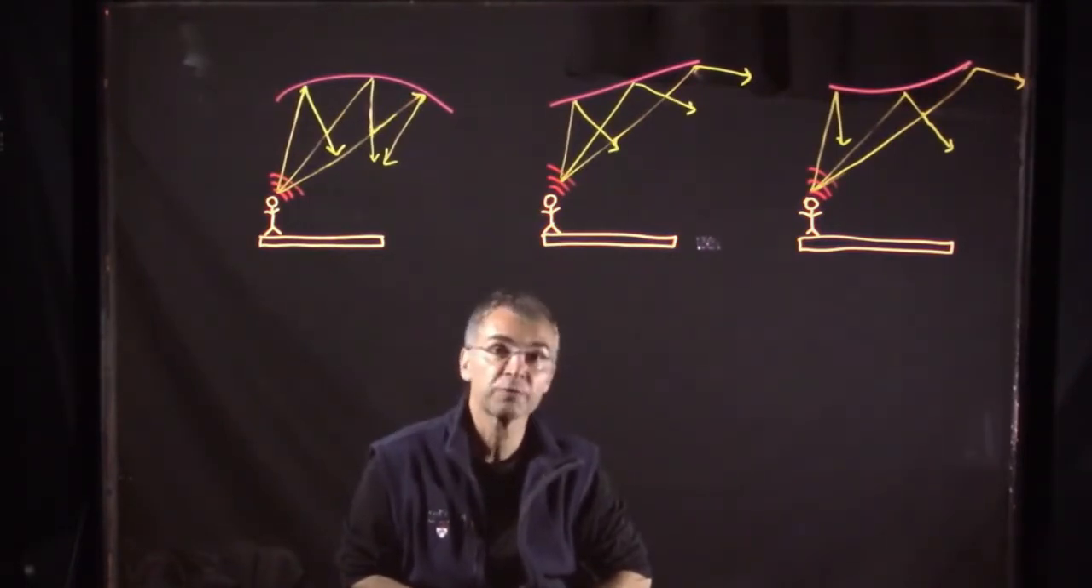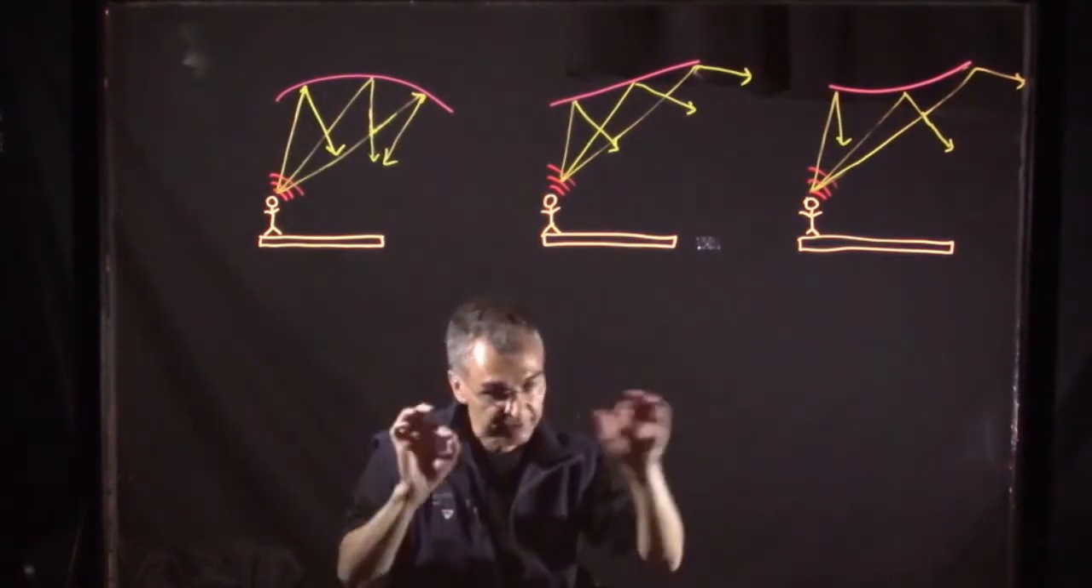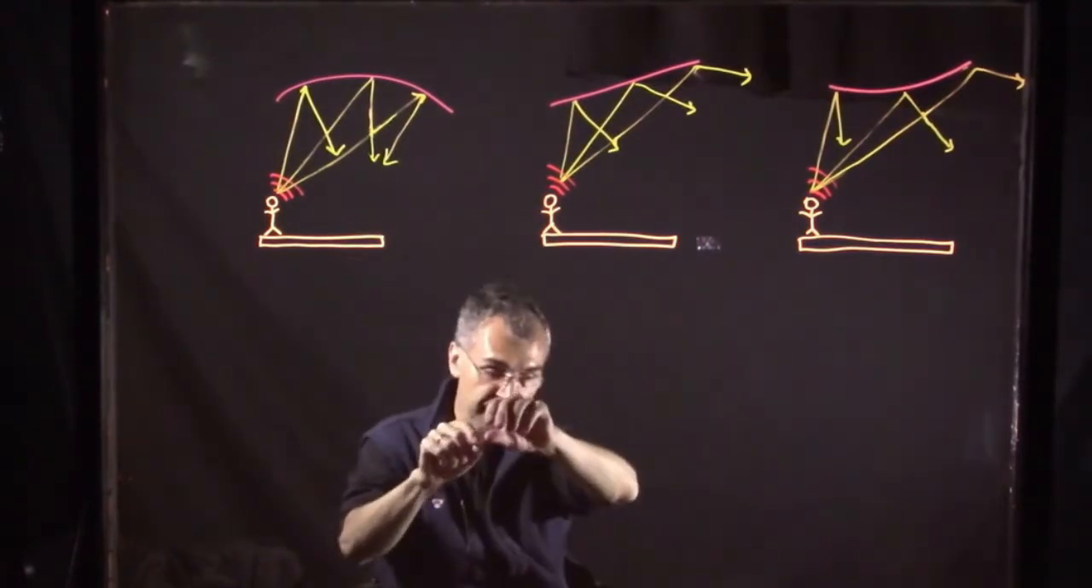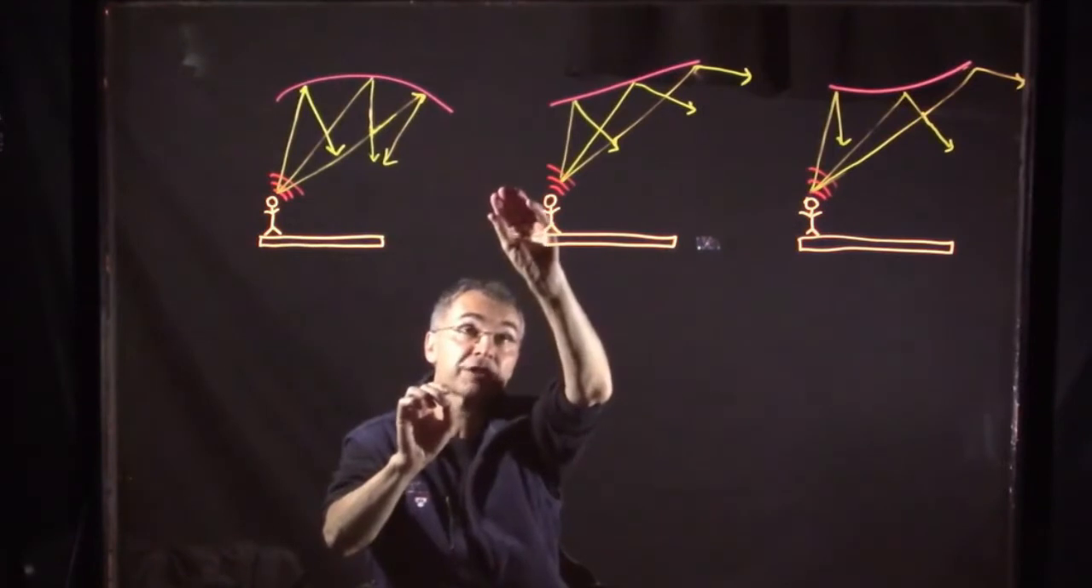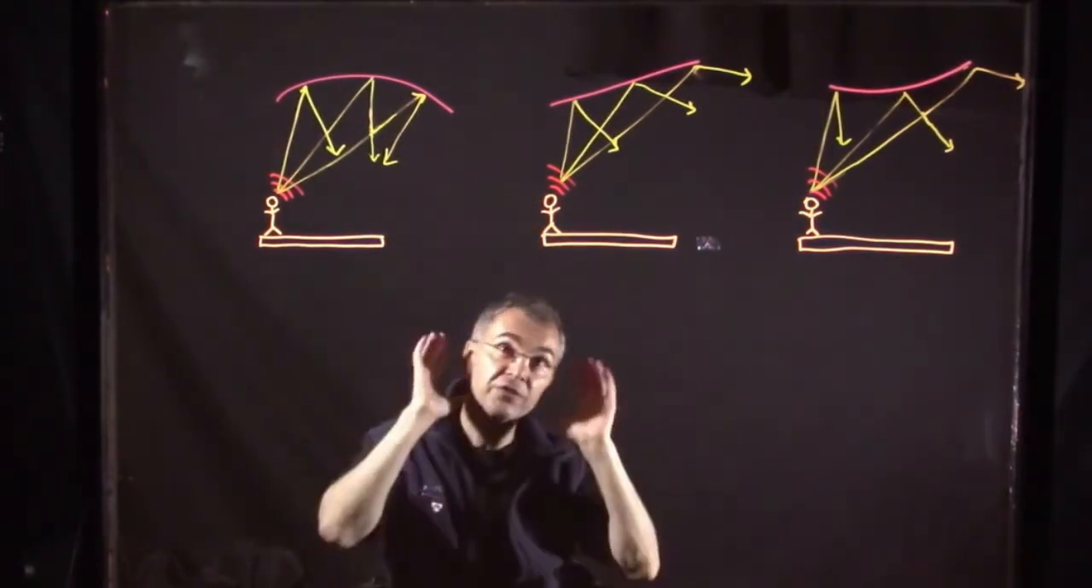So next time you're sitting in a performance space listening to a performance, listen with your ear to the directions as you hear the music. And also imagine with your mind's eye the rays of sound going from the orchestra, maybe bouncing off that reflector up above the stage, maybe bouncing off the right wall, bouncing off the left wall, and then see if you can hear that.